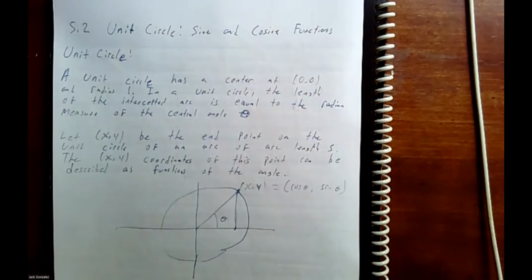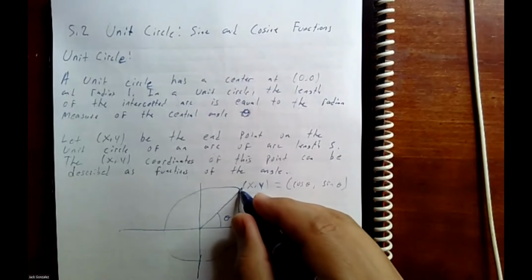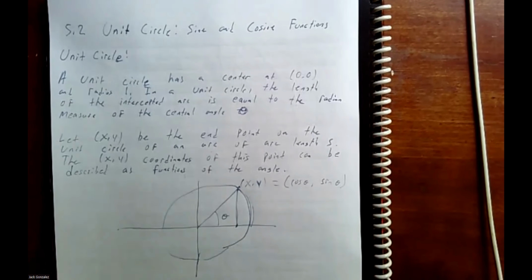Let xy be the endpoint on the unit circle of an arc length s. So the distance from here to here is s. But that's not important right this second. The xy coordinate of this point can be described as functions of the angle. So basically, cosine of this angle is actually the x point. Sine of this angle is the y point.